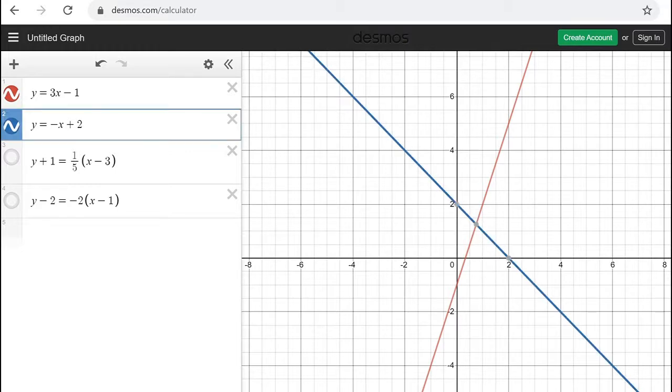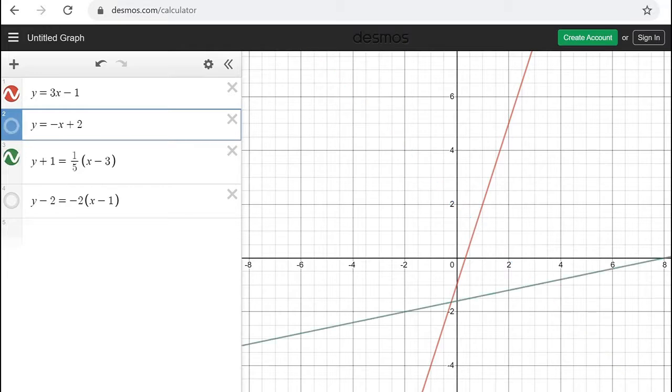When you compare two lines that both have positive slopes, like the red line and this green line, the red line is much steeper because its slope is 3. That's much bigger than the slope of the green line, which is 1/5. Also, notice that the equation for the green line that I'm using, y plus 1 equals 1/5 times the quantity x minus 3, is in point-slope form, and the point being used is (3, negative 1).